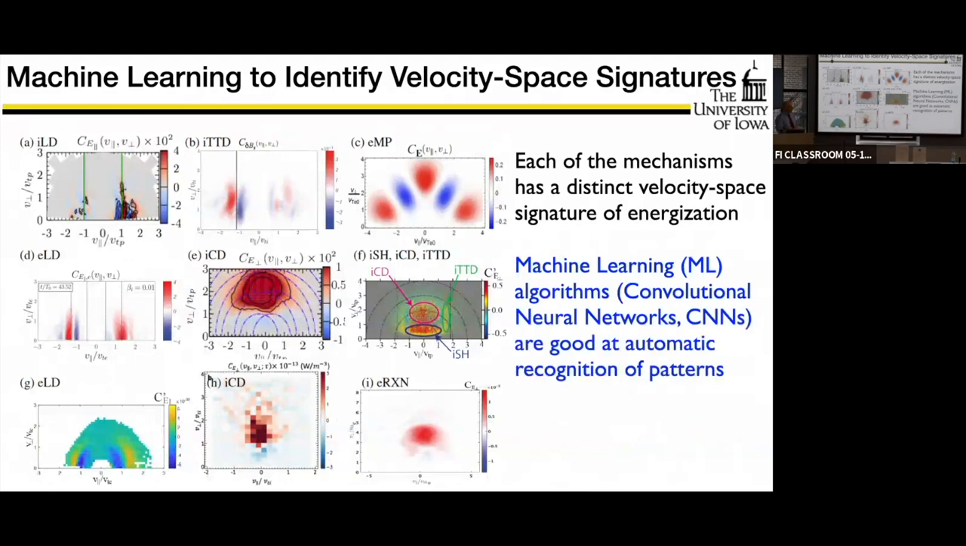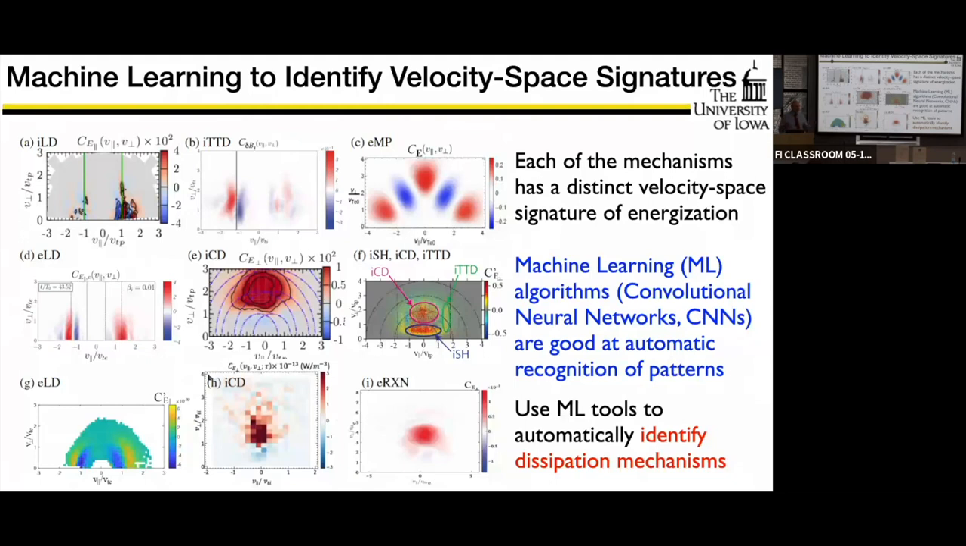And so, machine learning algorithms, in particular convolutional neural nets, or CNNs, are really good at automatic recognition of patterns. So what we want to do is develop machine learning tools that can automatically identify these dissipation mechanisms. So you can analyze thousands upon thousands of spacecraft observations, feed them through the mechanism. It can tell you what is the mechanism, quantify that rate, and then you can sort that by the various turbulence and plasma parameters so that you can develop new turbulent models.